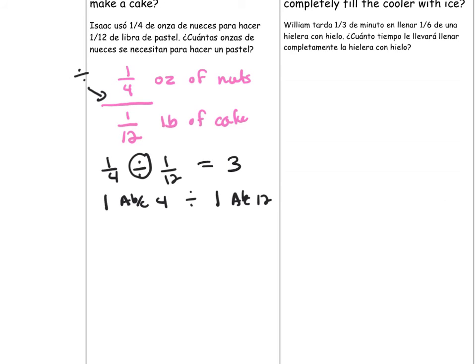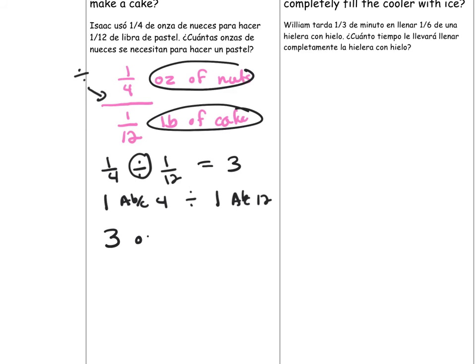So 3 what? Well, 3 ounces of nuts to make 1 pound of cake. So let's write that. 3 ounces, I'm going to go ahead and abbreviate, of nuts to make 1 pound of cake. And the original question actually asked us to make a cake, and since there was 1/12 of a pound, the whole cake would be a pound of cake.